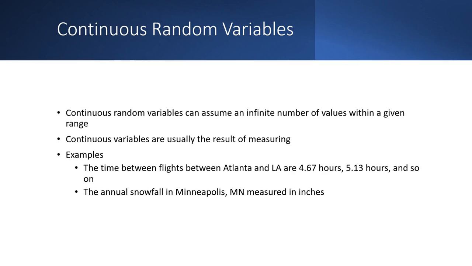The other type of random variable that we have are continuous random variables. Continuous random variables are measured with interval or ratio scale, and the likelihood of a continuous random variable can be summarized with a probability distribution, which we'll talk about in our next lecture.